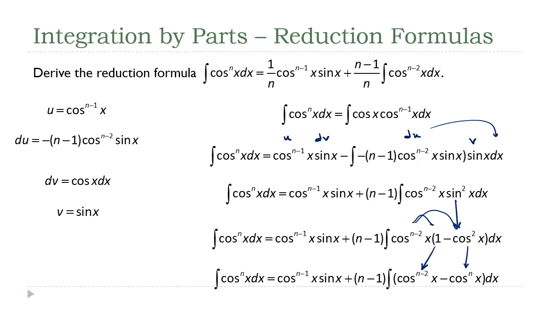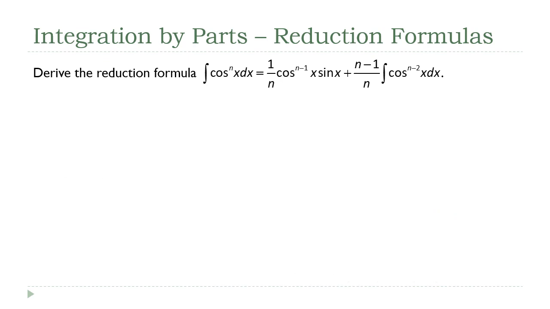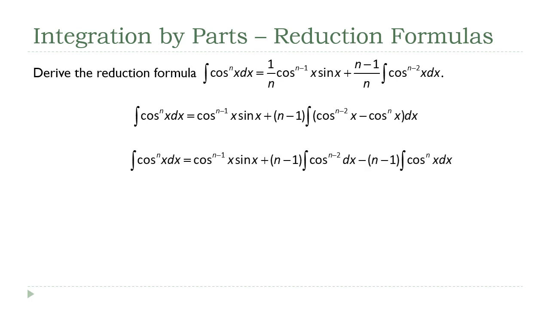Now I'm out of room, so let's new slide here. And I'm going to start off with the last line from the previous slide. That's just where we left off. So the next thing I'm going to do here is take that integral and split it in two. So I've got n minus 1 times the integral of cosine of n minus 2 x. And I've got minus n minus 1 times the integral of cosine n of x.